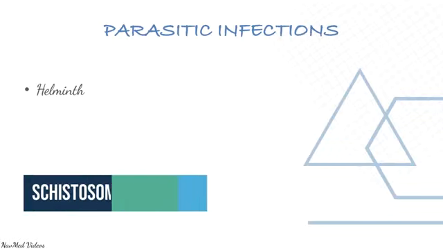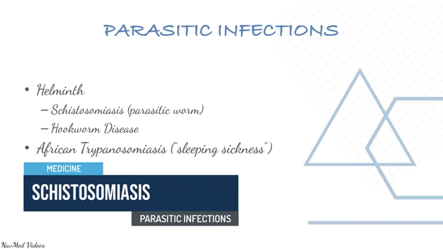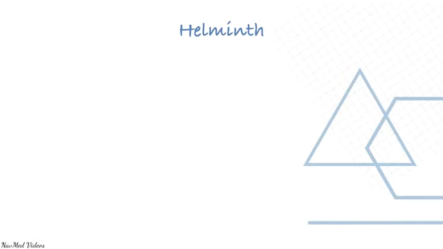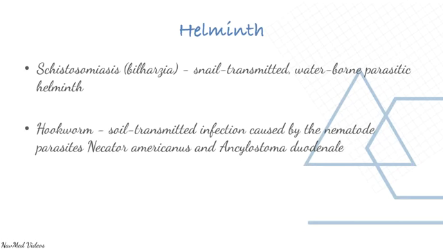Parasitic infections. We're looking at some of the common parasitic infections, which include ailments like schistosomiasis, hookworm disease, African trypanosomiasis or sleeping sickness, and cryptosporidiasis. Schistosomiasis or bilharzia is a snail-transmitted waterborne parasitic ailment. Hookworm or soil-transmitted infection is caused by nematode parasites.